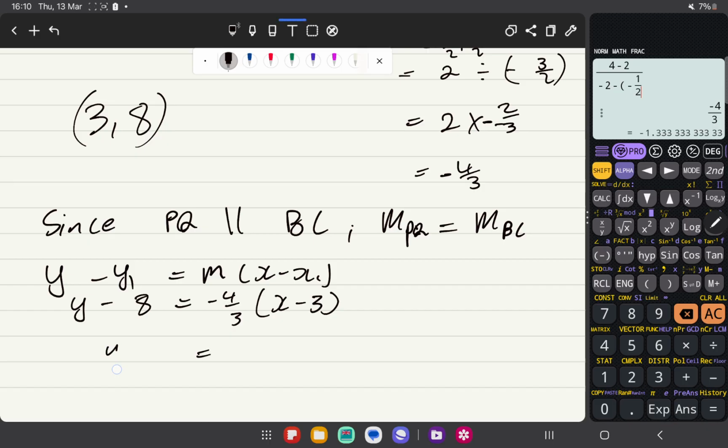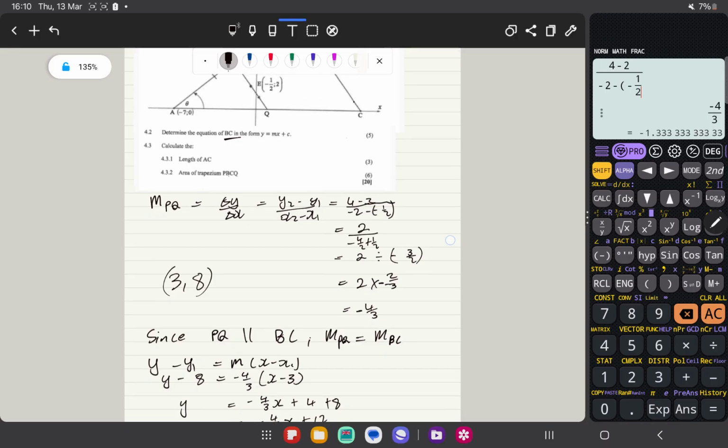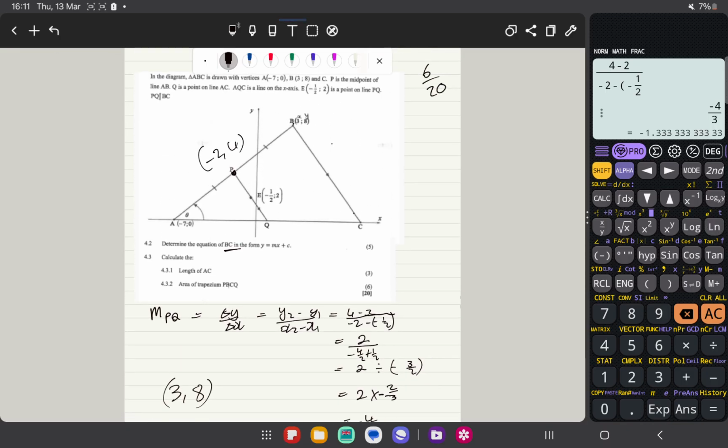I have y equals minus 4 over 3 x plus 4, yeah, plus 4. The 3 are gonna cancel, and then I transpose the 8. Then I have plus 8. Yes, plus 8. And then therefore the equation is y equals minus 4 over 3 x plus 12. Then I am done. Yeah, that was 5 marks. You have your 5 marks.